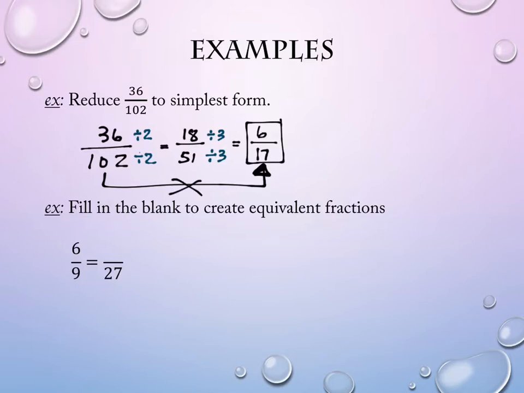We can also create equivalent fractions by starting with a fraction, this one's 6/9, and having either a numerator or a denominator given. What we want to do is take a look at how we get from the 9 to the 27 using multiples. What would I have to multiply 9 by to get 27? 3. So if I multiply 9 by 3 to get 27, I can do the same thing with 6. 6 times 3 would be 18. So 18 is the blank that I would be filling in using that idea. Okay?